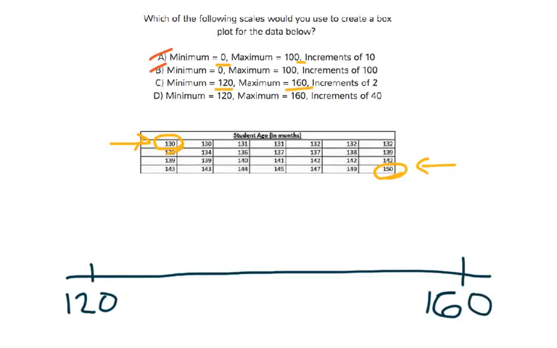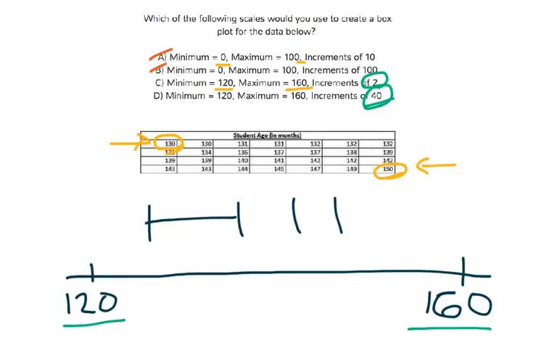Now do we want increments of 2? So do we want the step size that we're going up by to be 2, or do we want it to be 40? Well, if we go up by 40, our first value is 120. 120 plus 40 is 160. So how am I supposed to know where to place everything on my box plot if I'm drawing out my box plot? How am I supposed to know where all of these values go if there aren't any tick marks for me to use to figure out exactly where those go?